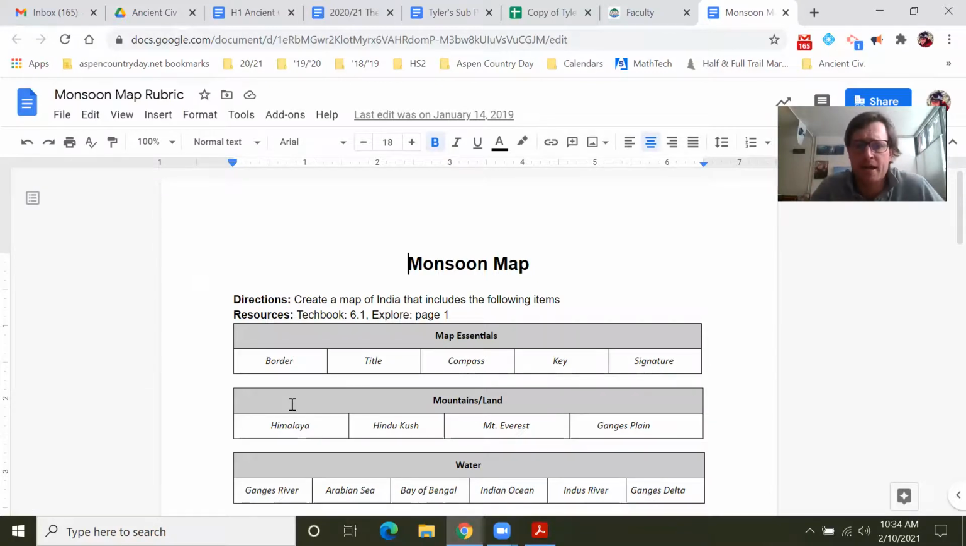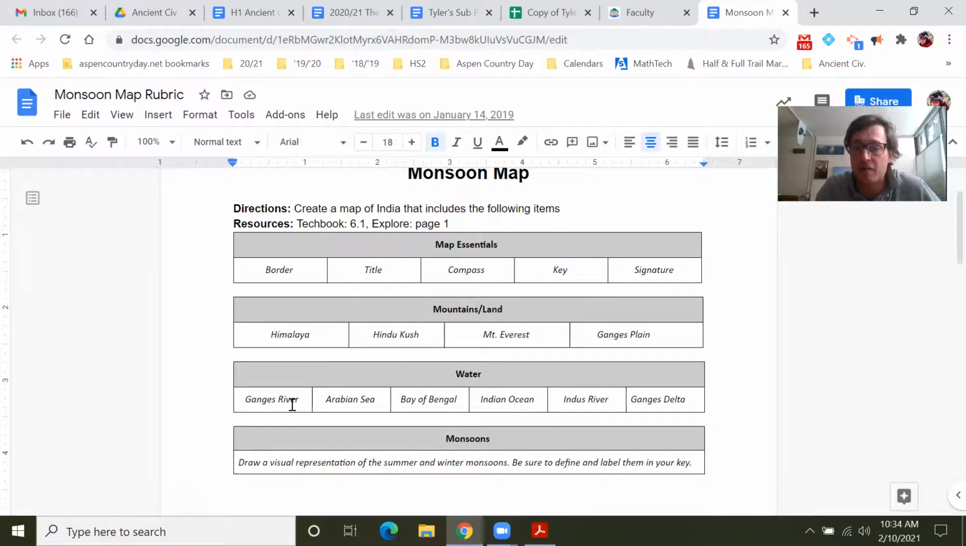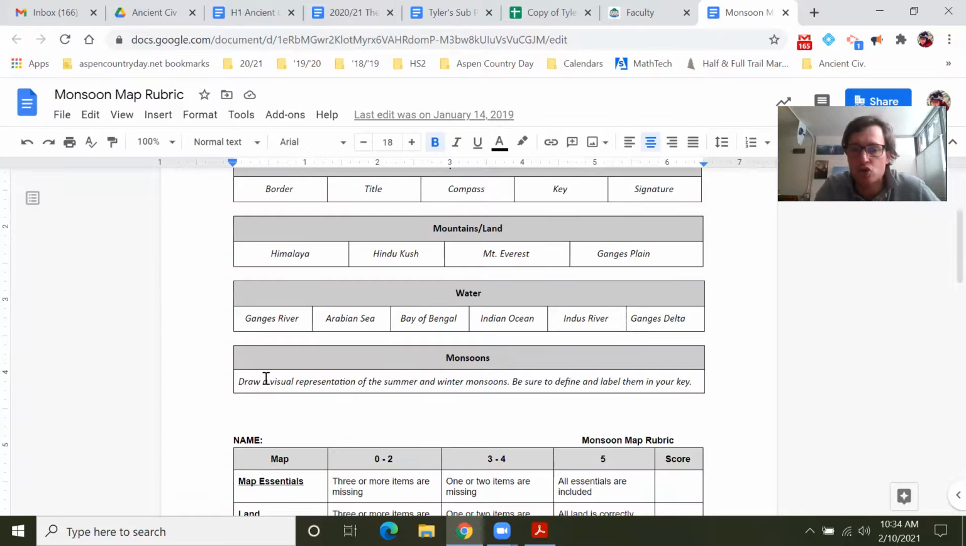Okay, so it says, create a map of India that includes the following items. Resources, use your textbook 6.1, explore page 1. There's a really nice map there that you can use as a resource for this project. Okay, so it's all pretty self-explanatory here. You're going to find all these mountains and land features and water features in that map on 6.1. Don't forget your map essentials. And lastly, the monsoons. Draw a visual representation of the winter and summer monsoons. Be sure to define and label them in your key.